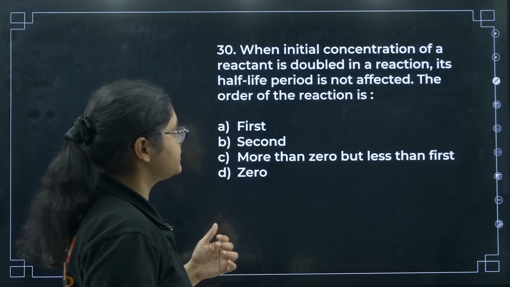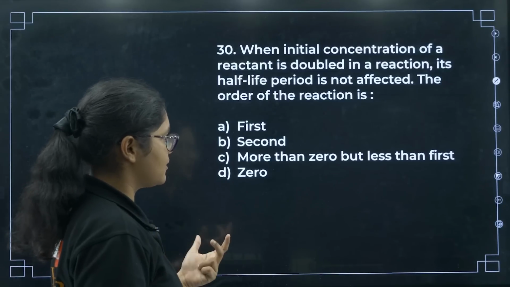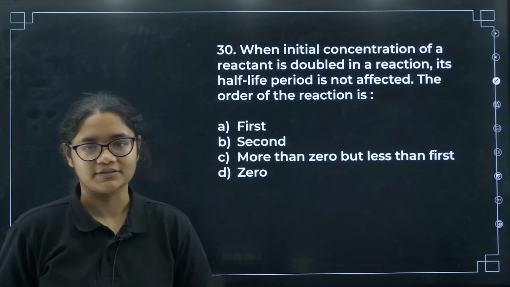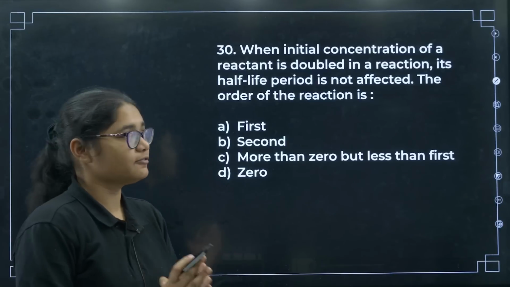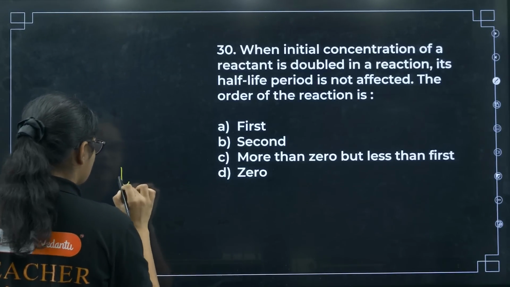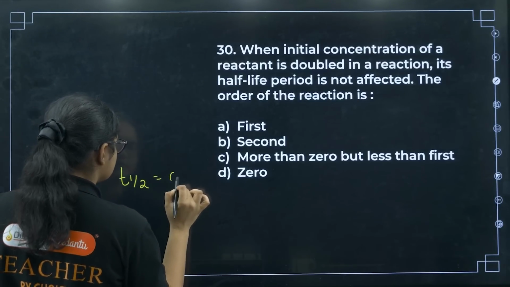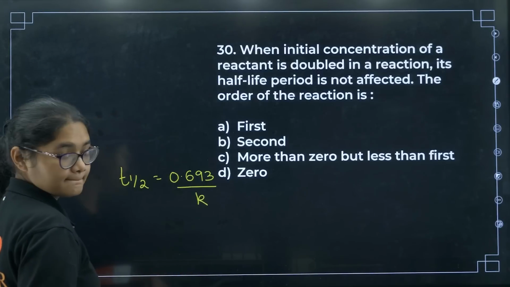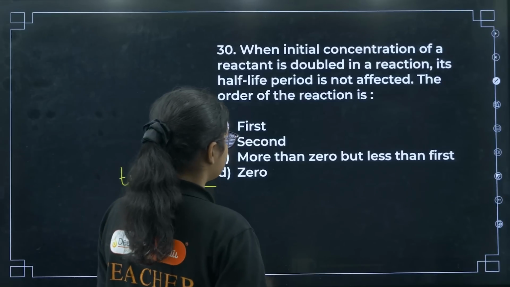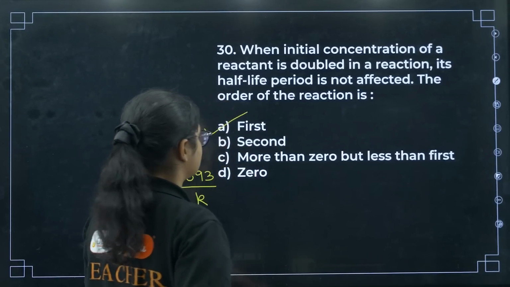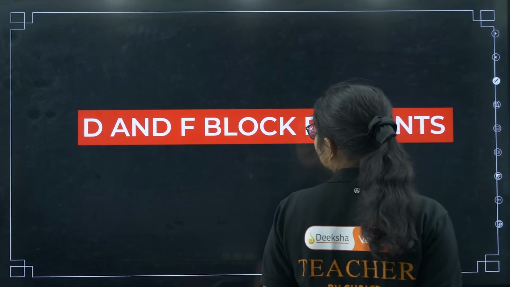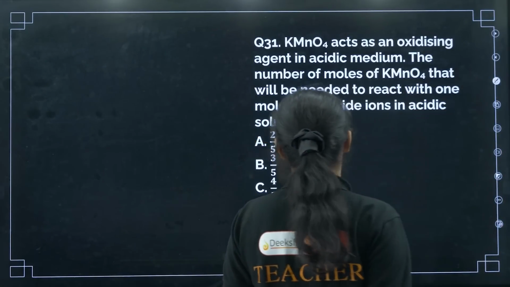Next, when the initial concentration of a reactant is doubled in a reaction, its half-life is not affected. The order of the reaction is... this is very simple. We know that for a first order reaction, the t half value is 0.693 by k. So that is a first order reaction, option A here. Next, we have question number 31. We'll move to the D and F block chapter.